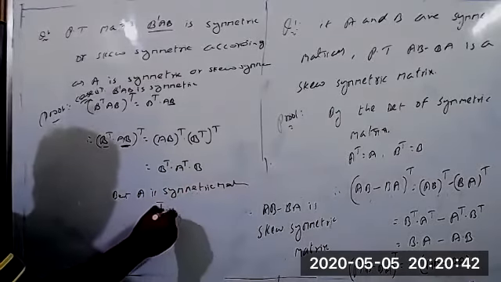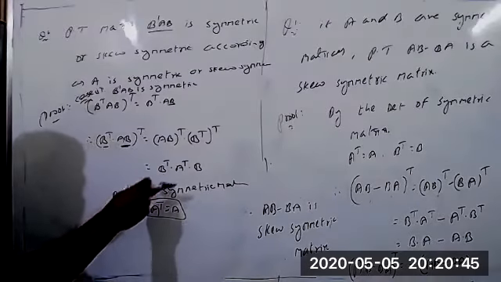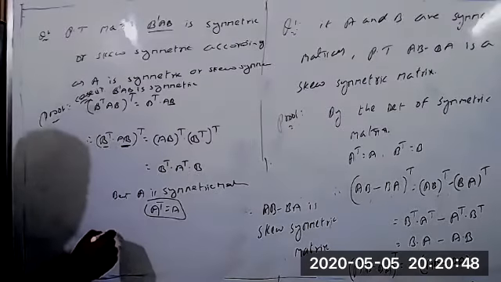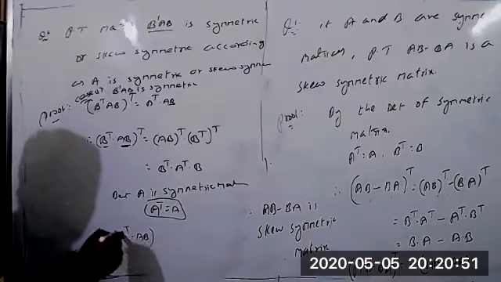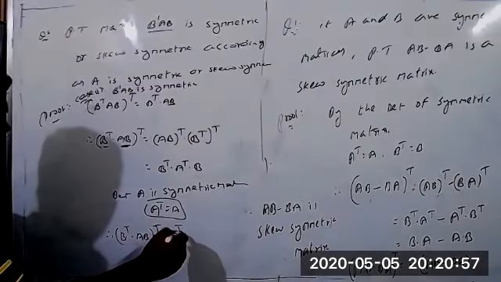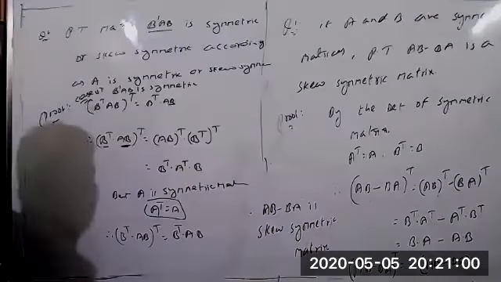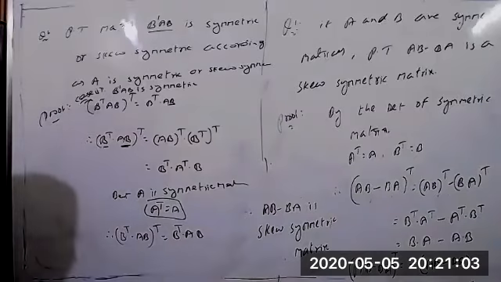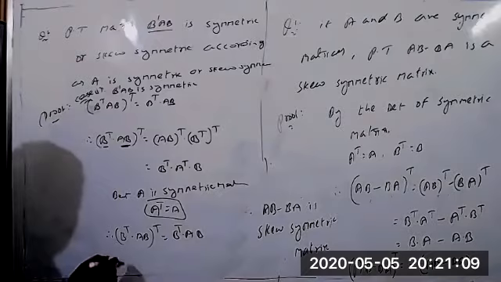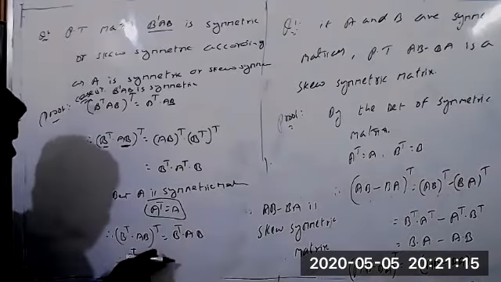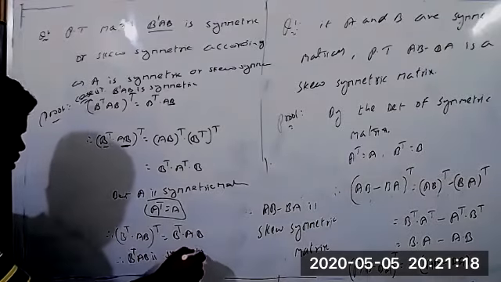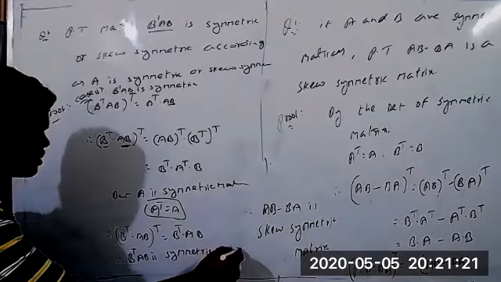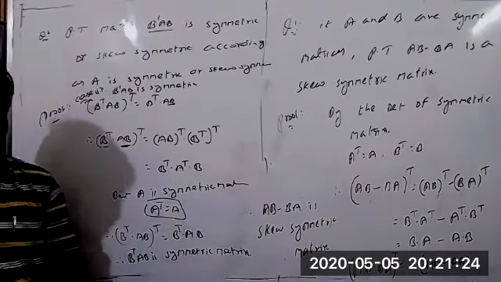That means A transpose equal to A according to the definition. Clearly we got it now. In place of A transpose you can substitute A. Therefore, B transpose into AB whole transpose equal to B transpose A into B. Is it correct now? Therefore, B dash AB, that is B transpose AB, is a symmetric matrix. Clear now? That is the first case.